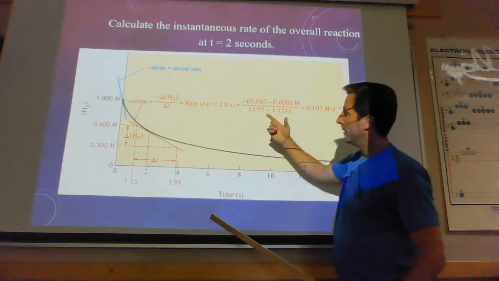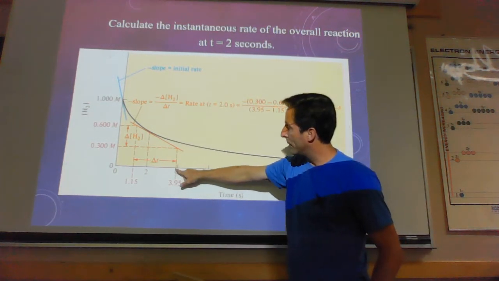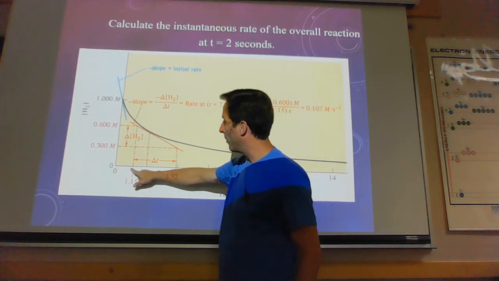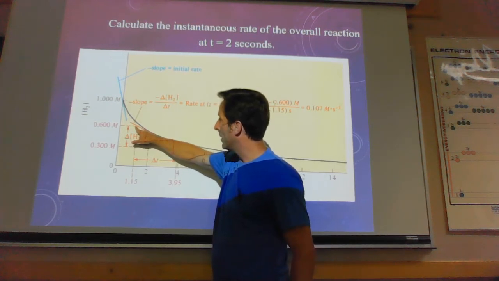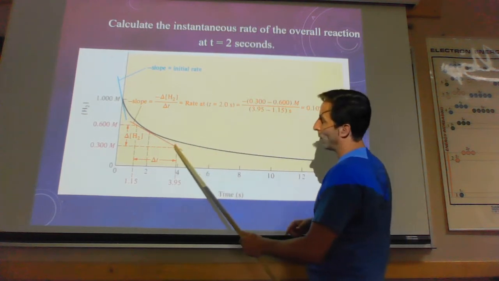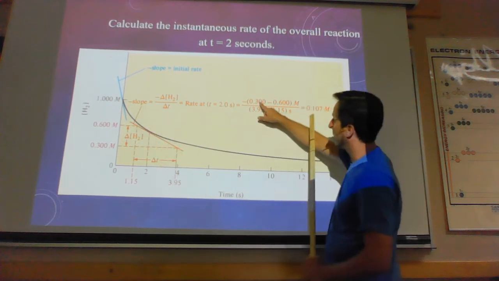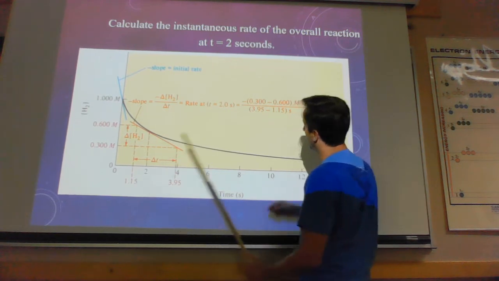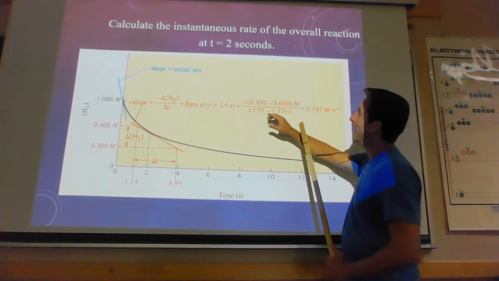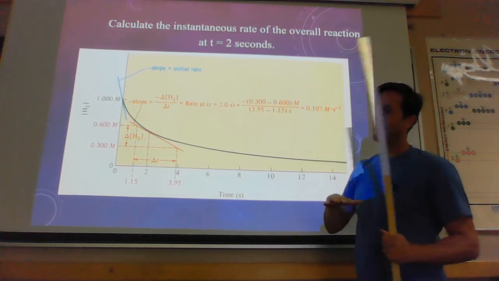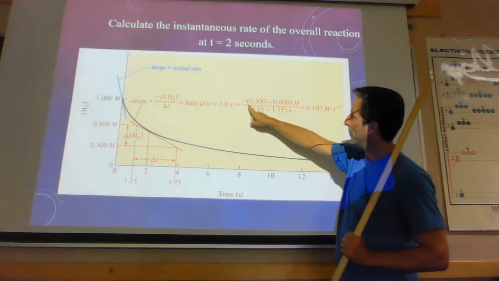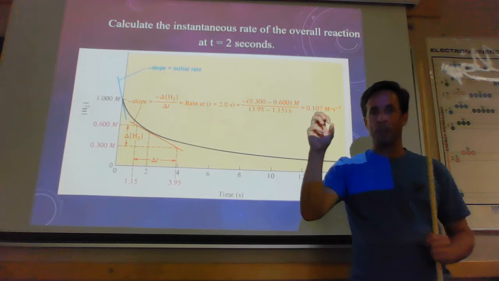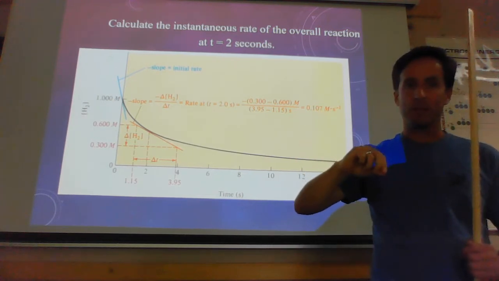So they picked the first point right here, 3.95 seconds and 0.3 molar. And then they found another point, 1.15 seconds and 0.6 molar. So then they did the final y value minus the initial y value, so 0.3 minus 0.6. And then they did the final x value, 3.95 minus 1.15, right here. And then that's going to give me a negative answer, which we said the rate has to end up being positive. So that's why they put a negative in front. So we're finding the slope of a reactant, which is a negative number, but then at the end we're making it positive.